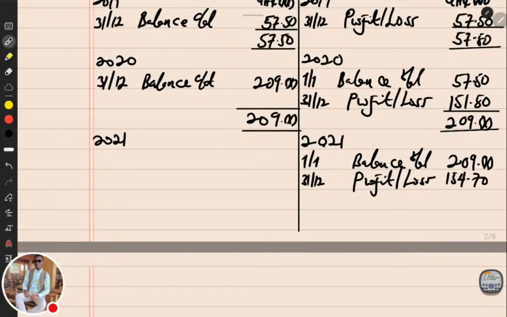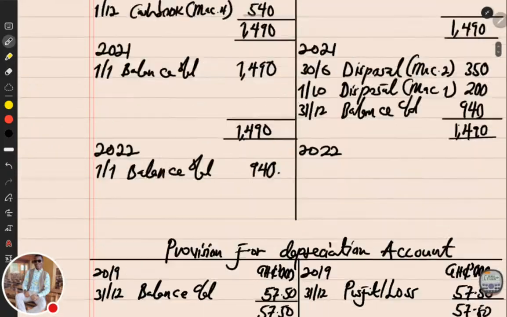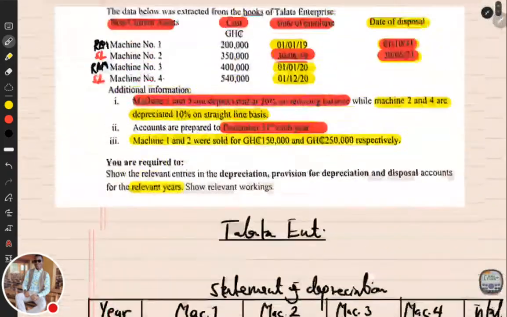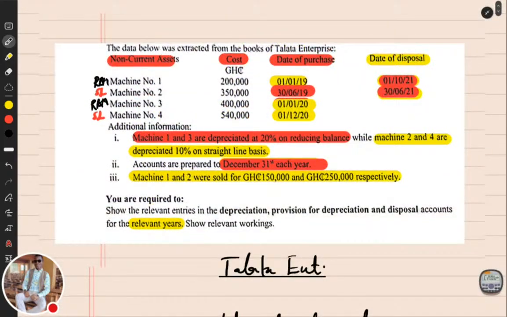154.70. Okay, but we are not done. Come back to the disposal. So we also subtract the accumulated depreciation from the total accumulated depreciations of the machines, so that we know the accumulated depreciation for the remaining assets.